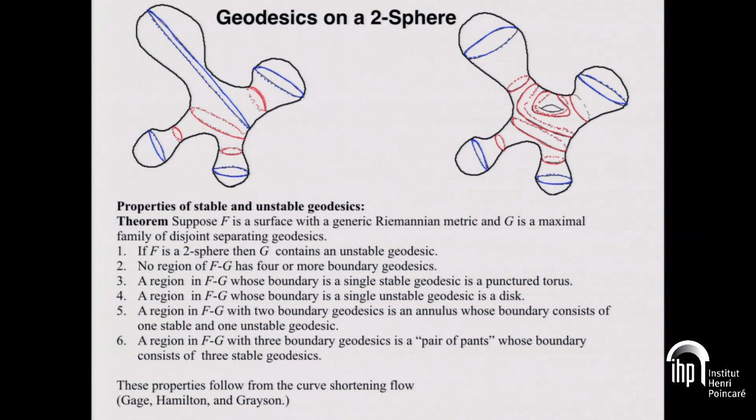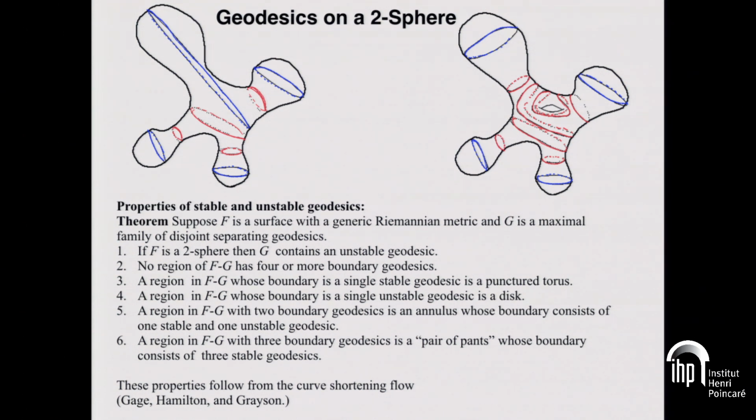Another property is that no region of the complement of this maximal family has four or more geodesic boundary components. So if you look at any of those surface regions bounded by that maximal family, you'll never see a piece with four boundary components. And there's a few other similar results.